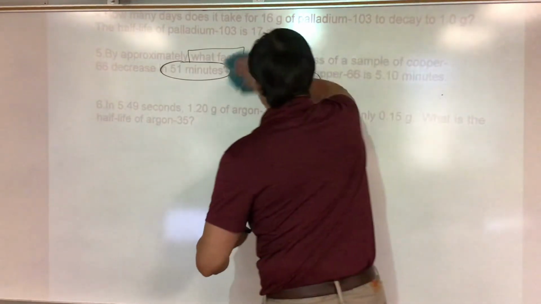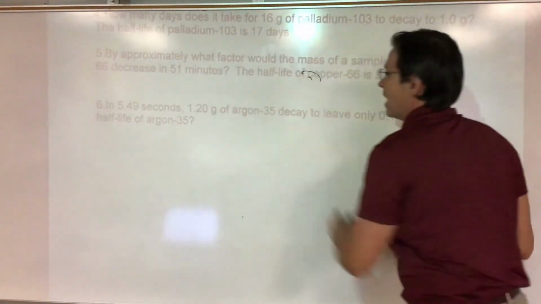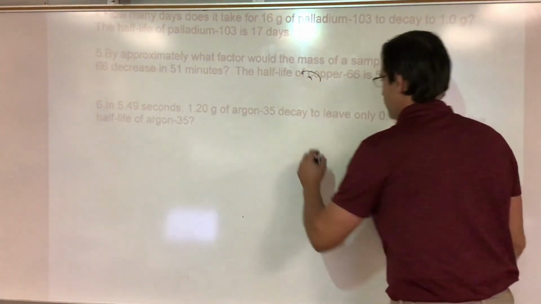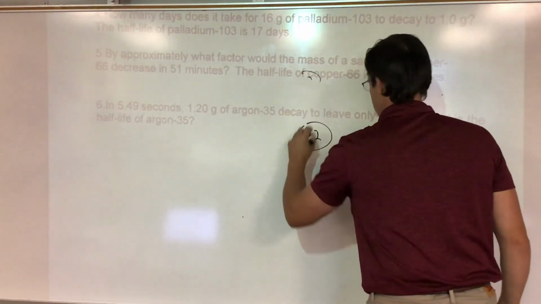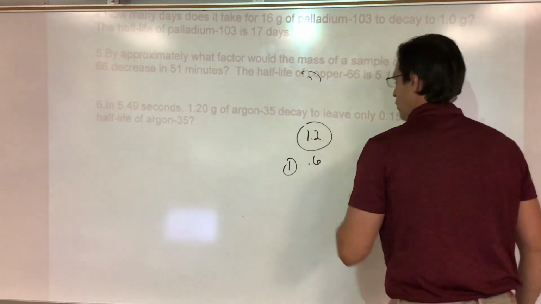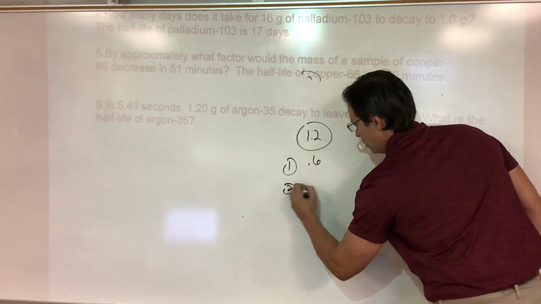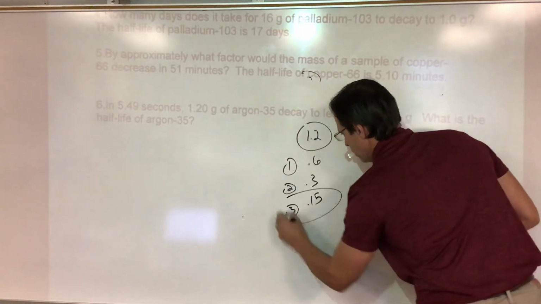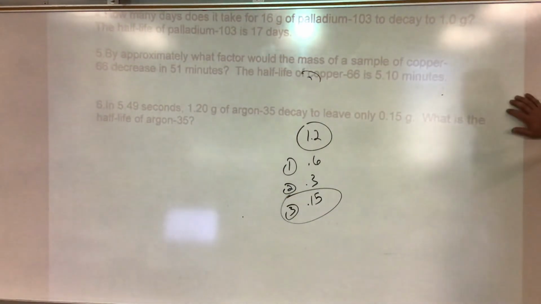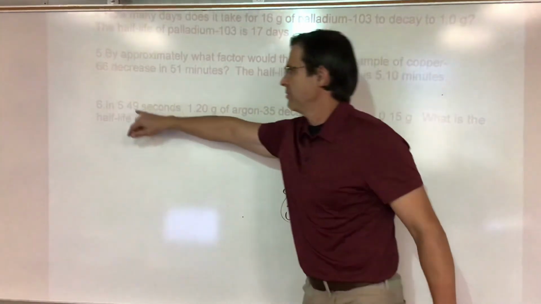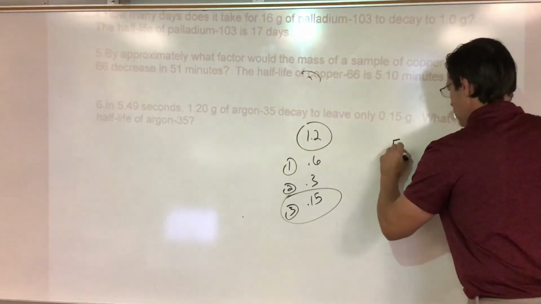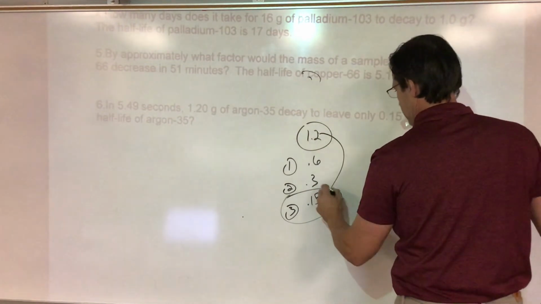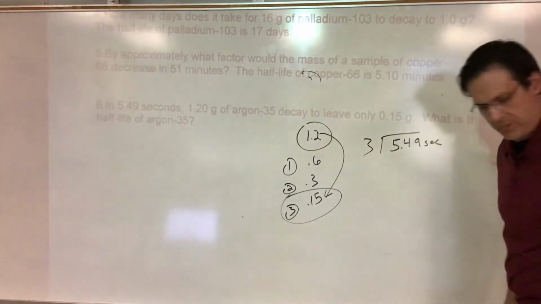Argon-35. In 5.49 seconds, really super fast, 1.2 grams went to 0.15. So half of 1.2 is 0.6. Half again is 0.3. Half again is 0.15. So it went through 3 simple half-lives. What is the half-life of that? That's easy. If it took 5.49 seconds total to go from this to this, just divide by 3.